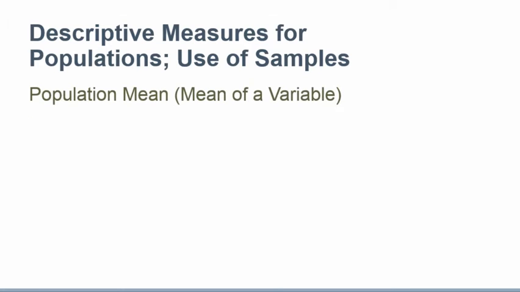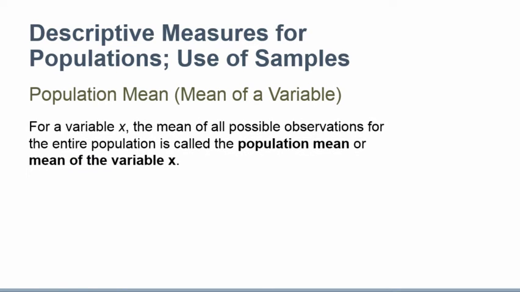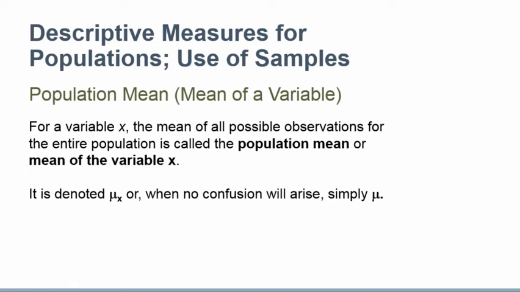Descriptive measures for populations, use of samples. Population mean, mean of a variable. For a variable x, the mean of all possible observations for the entire population is called the population mean or the mean of variable x. It is denoted by mu sub x, or, when no confusion will arise, simply mu.